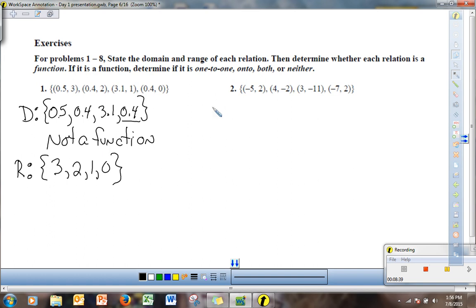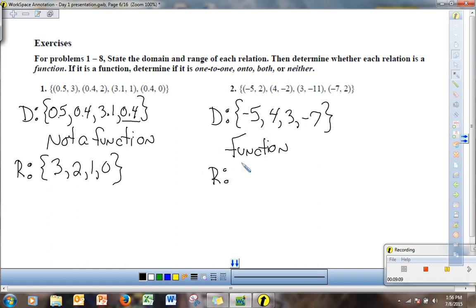Here's another simple one. My domain, so capital D, colon, brace. Now let's just go through and list your x values: -5, 4, 3, -7. Since none of these repeated, this thing is a function. While I'm here then, let's list the range, which would be all the y values. There's a 2 in there. There's a -2 in there. There's a -11. And there's another 2, but I didn't list that again. So we know it's a function.